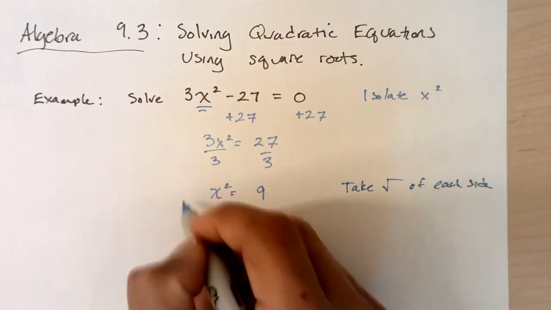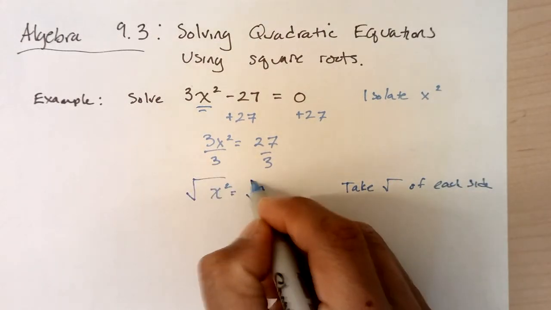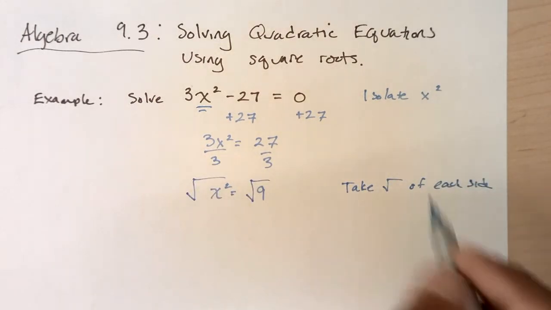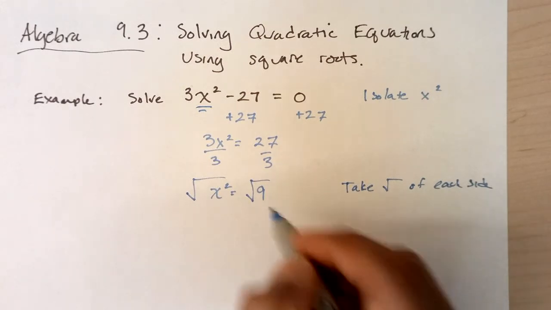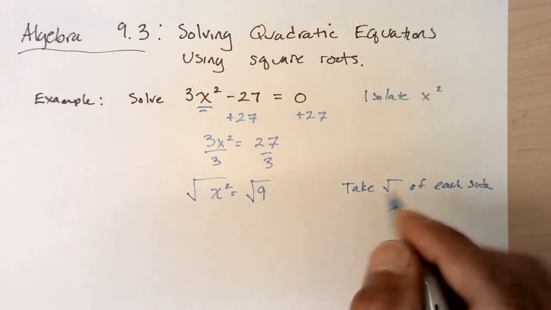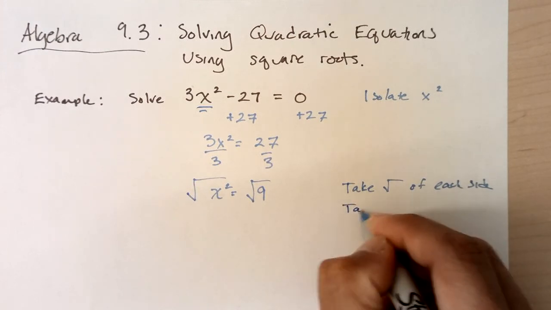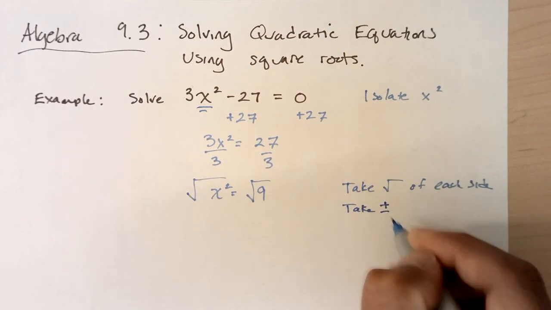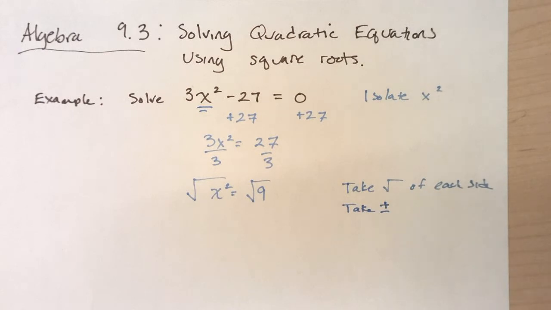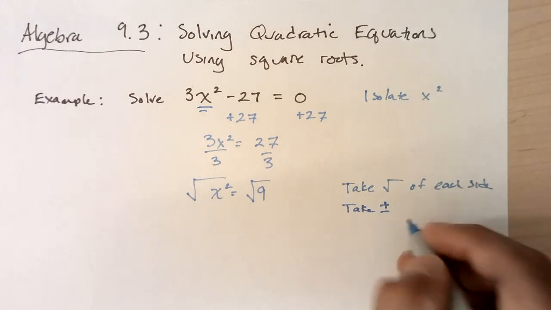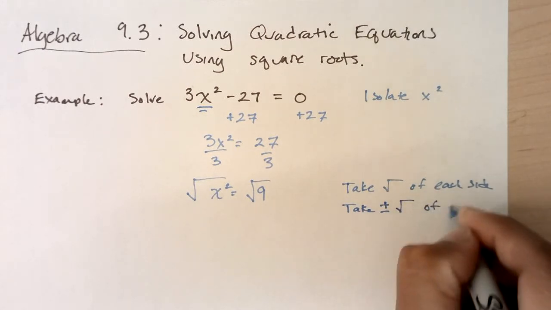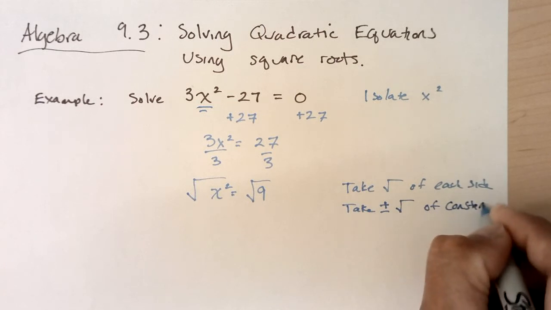It seems pretty basic. I take the square root of the left side, I take the square root of the right side. When you take the square root of a constant, or just a number, you have to use both the positive and negative square root. So take both the positive and negative. That's what this little symbol means, the plus on top and the minus on the bottom, square root of the constant. That's always going to be the case.